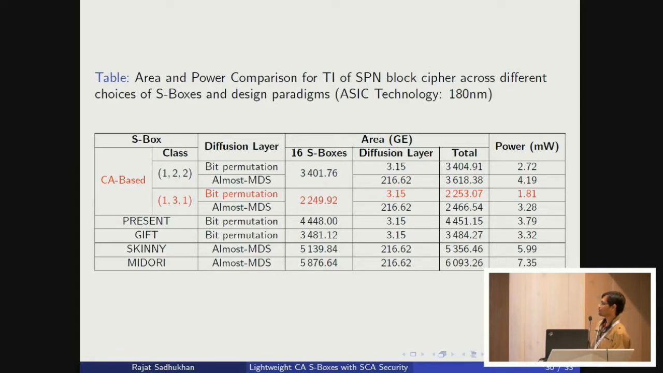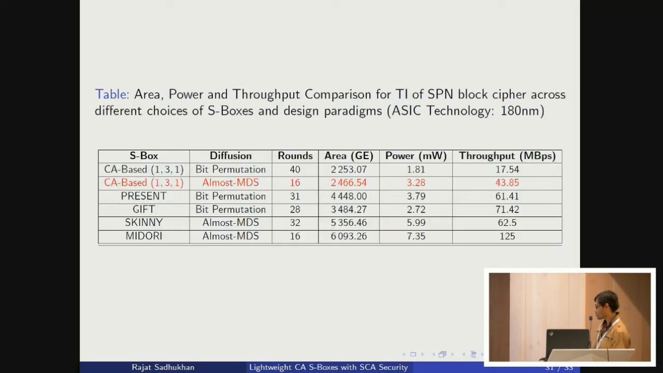So this is the table where we compared the other block ciphers along with our CA based one. With this class we have seen that with 16 S boxes and diffusion layer we obtained an area of 2253 with the 131 class of CA based S box, in GE at 180 nanometer, and this is the throughput that we have obtained with almost MDS. So with almost MDS, throughput is good, but the area degrades. But with bit permutation, area reduces, but throughput becomes lower.